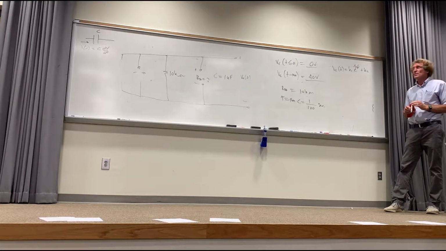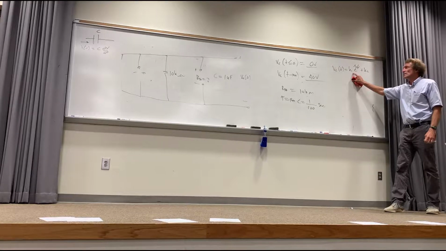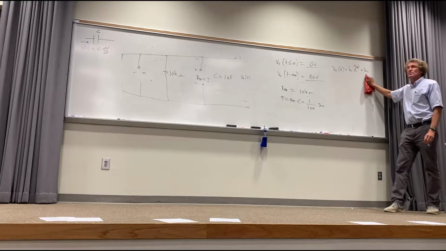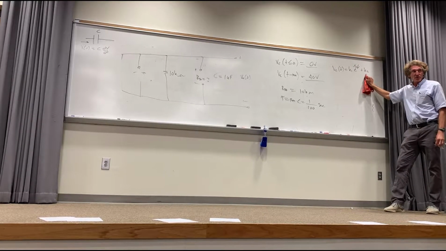When t goes to infinity, what happens to this term, the K1 e to the minus t over tau? What happens then as time goes to infinity? I have e to the minus infinity. What is that? It's 0. That goes away. So K2 is the voltage as t goes to infinity. You all agree with me there? How many see this right here?